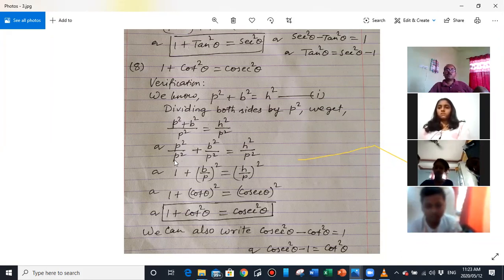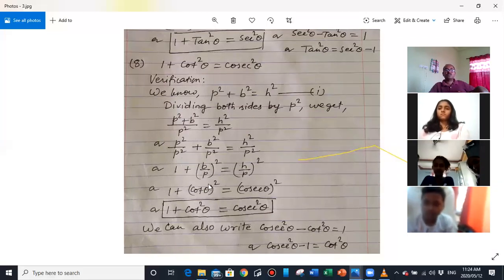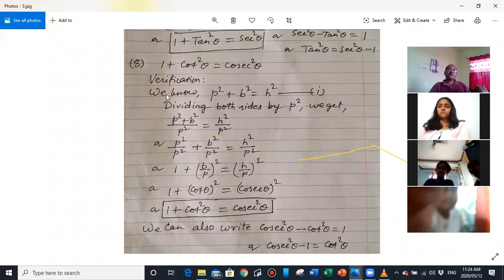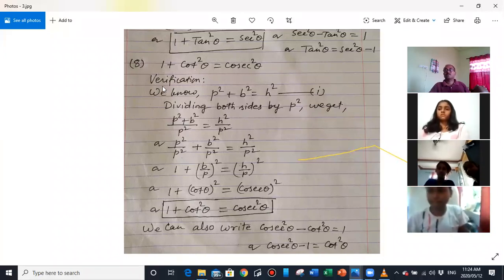P square by p square will cancel. It will be 1. B by p whole square equal to h by p whole square. 1 plus b by p, you know it is cot theta, whole square equal to cosec theta whole square. So if you don't write the bracket, 1 plus cot square theta equal to cosec square theta. We can also write cosec square theta minus cot square theta equal to 1, and cosec square theta minus 1 equal to cot square theta. So these are the basic 8 formulas.